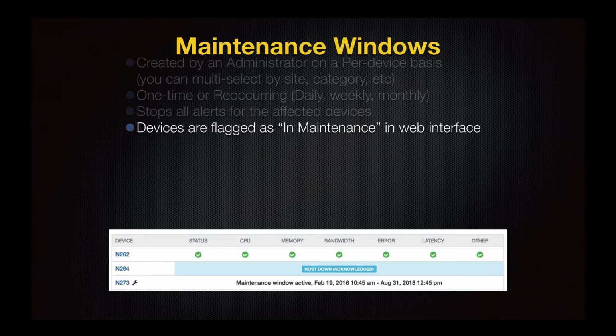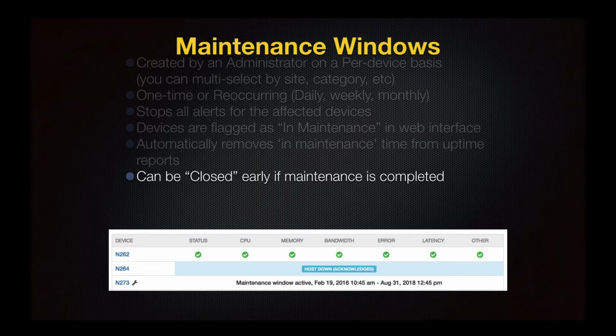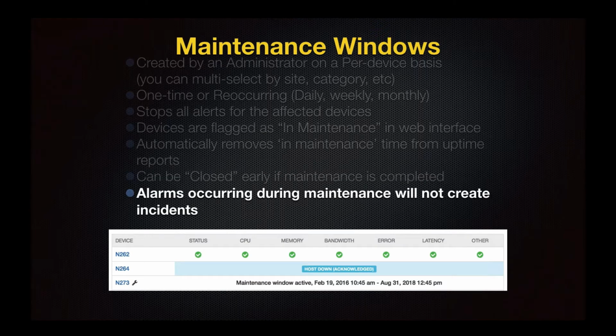It'll also flag them as being in maintenance in the web interface, so anybody who's looking at this can clearly see that the device is in a maintenance window, and it'll tell you when the maintenance window starts and ends, so everybody kind of knows what's going on. You can close maintenance windows early if you want. It'll also automatically remove any in-maintenance outages from the uptime report, so it'll normalize those reports for you. And as I mentioned, you can close them early if you finish early, and it'll start alarming on that system right away again. And any alarms that occur during maintenance don't create incidents, so you won't actually see anything in the incident log for any of the outages that occurred during a maintenance window.